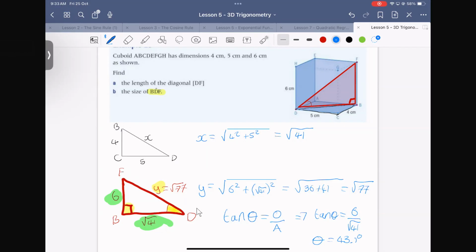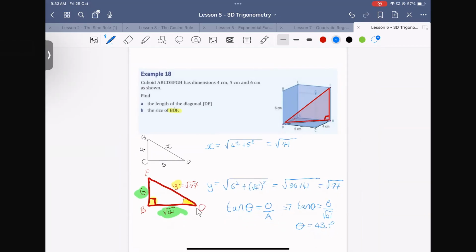But what I said was, I'm going to avoid using the 77 because I calculated that one last, meaning there's 2 chances of me making a mistake. In the 41, there's 1 chance of me making a mistake, and in the 6, there's no chance of me having made a mistake. But you'll get the same with sine as well if you use 77 and 6. All 3 will give you the same.